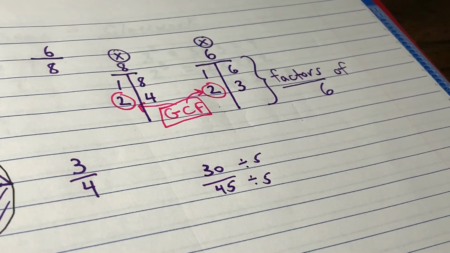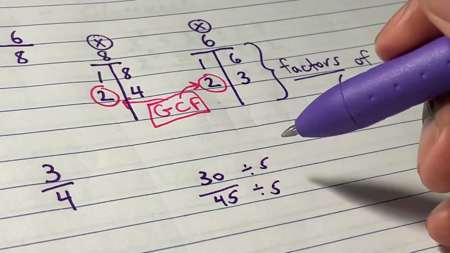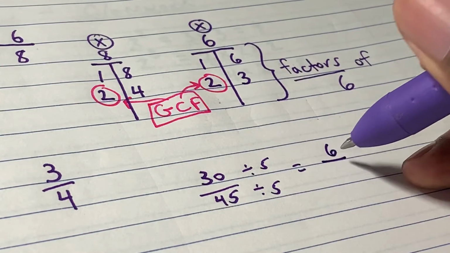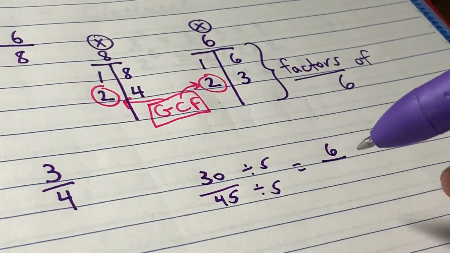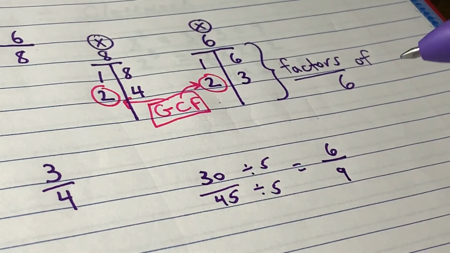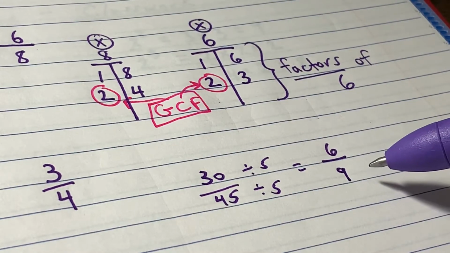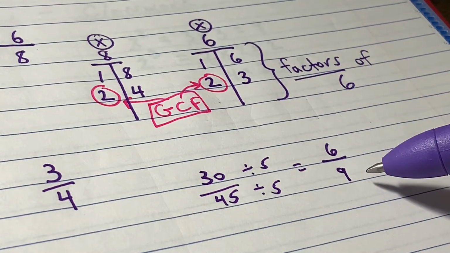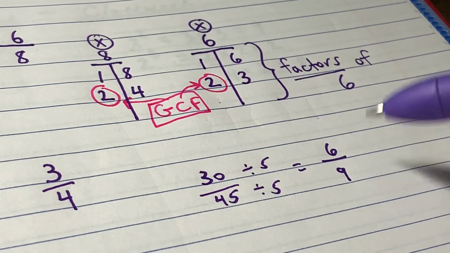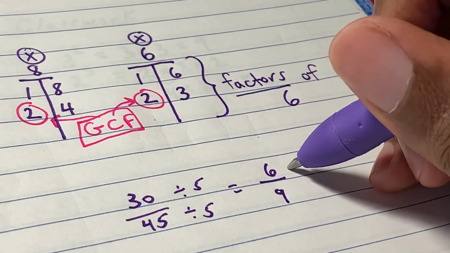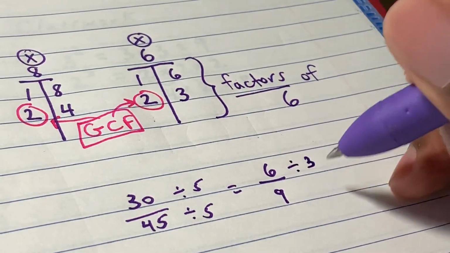Okay? If we divide by 5, 5 goes into 30 how many times? Someone just said 6. Very good. And 5 into 45 how many times? 9. Very good. But look at 6 over 9 and say to yourself, wait a minute. 6 and 9, they have a common factor also, don't they? What can go into 6 and 9 evenly without a remainder? Somebody just said 3. That's right.